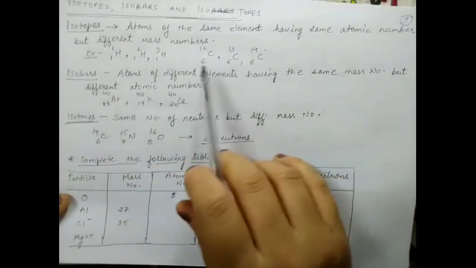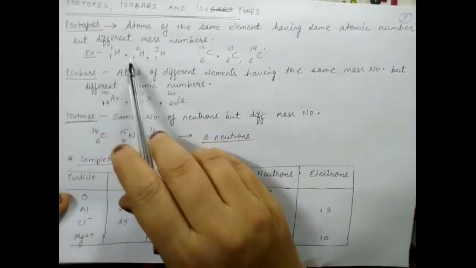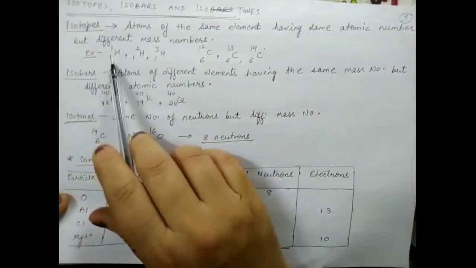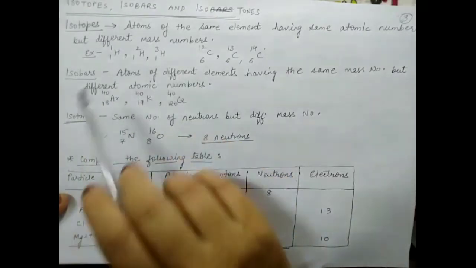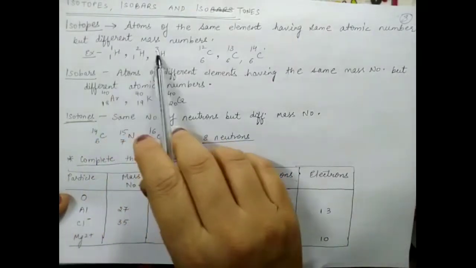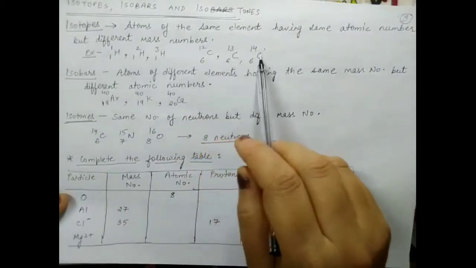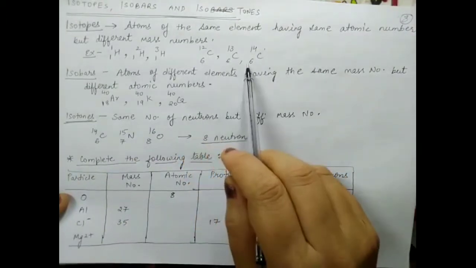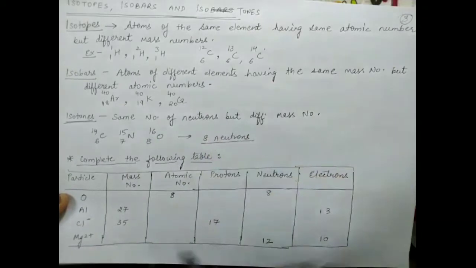Now what are the examples of isotopes? 1H1, 1H2 and 1H3. This is hydrogen, this is deuterium, this is tritium. Atomic numbers are same but mass numbers are different. Now carbon: atomic numbers are 6, 6 and 6 and mass numbers are 12, 13 and 14.